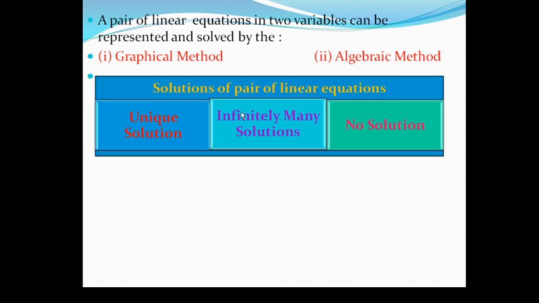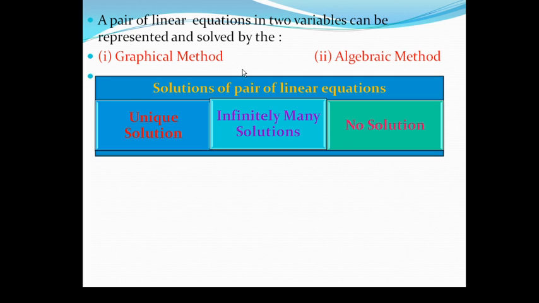See, it can have three types of solution. The very first one, unique solution. That means only one solution that is unique in itself. Second, infinitely many solutions. That means there must be more than one value. Infinitely there may be any values that can satisfy both the equations. And third, no solution. So three types of solutions we are going to discuss throughout this chapter.